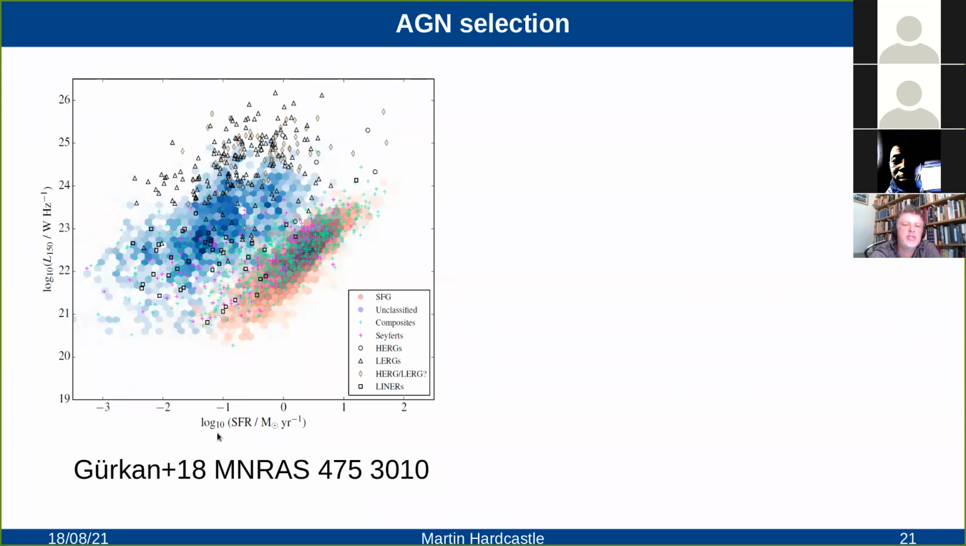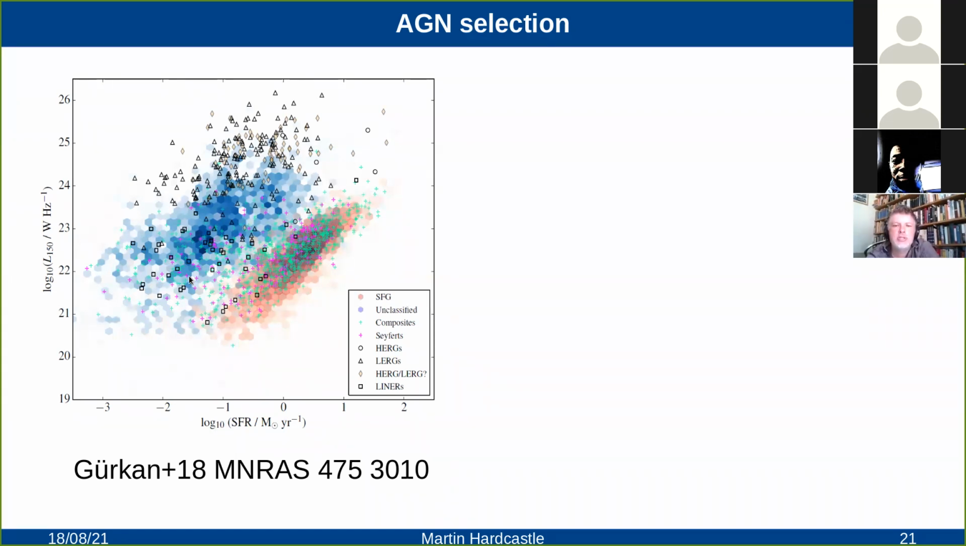So this is taken from Gürkan's work. Star formation rate on the x-axis, radio luminosity on the y-axis, and you can see these star-forming objects, the red things, classified as star-forming galaxies in SDSS, lie on this very tight locus. And then there's a whole bunch of galaxies that lie above it, where they have more radio emission than they should have given their star formation rate, and those things are our radio AGN, and that's what we want to select.